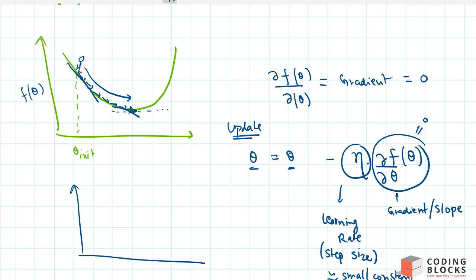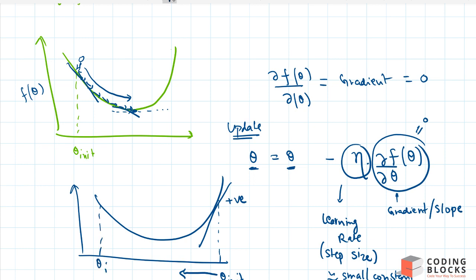And suppose you're doing a random initialization and in the beginning you were at this point. Suppose this was the theta init, and in this case the slope would be positive, right? So the update will reduce theta, so theta will move in this direction. But if you are at this point, theta init, and the slope is negative, then due to the minus sign it becomes positive, and you will move in this direction. So it does not matter at which point you start from. If you have the correct learning rate, you will eventually land up at this minima, either from the left, from the right, or from any other point, right?